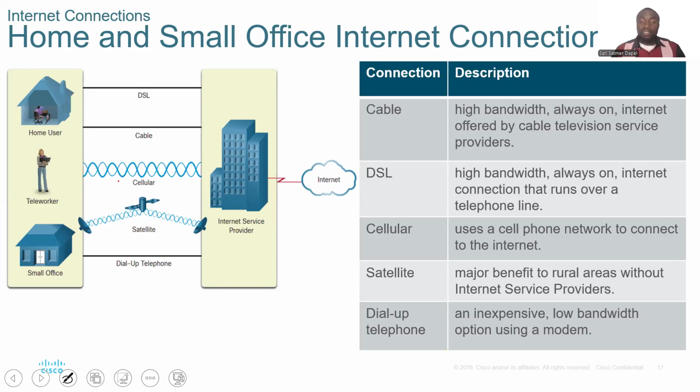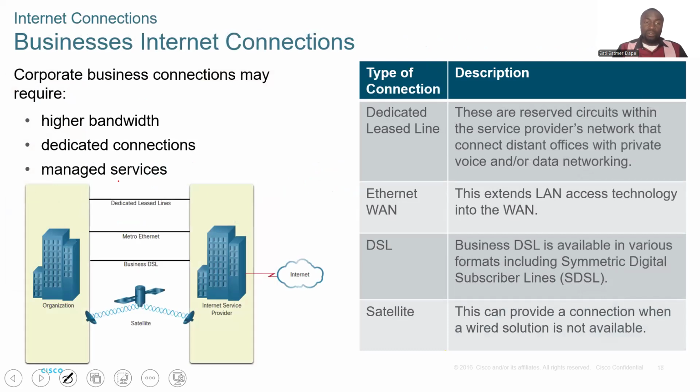Then you have the satellites. The major benefit of satellites is for rural areas. An example of it is Starlink. You can get Starlink, or there's what they call the VSAT. The whole idea of the satellite is that it's pointing to a particular device in the orbit. Then you have the dial-up telephone. We don't usually have this one now, but in the past, dial-up telephone is what you used to connect to the internet.